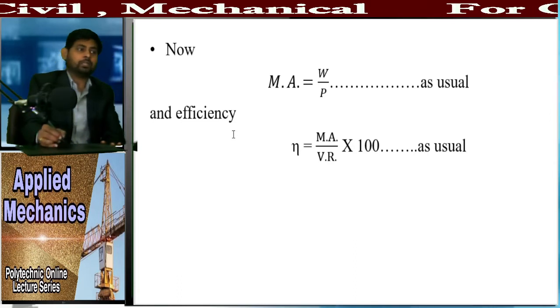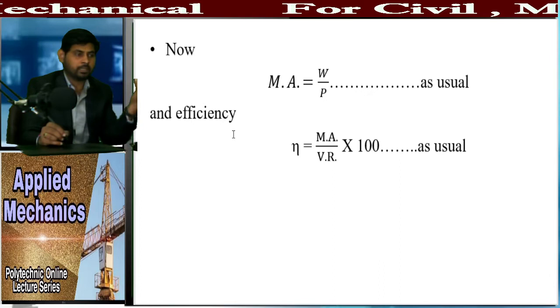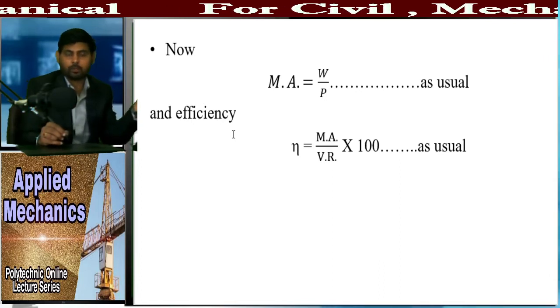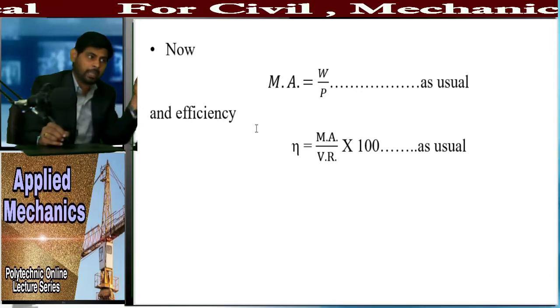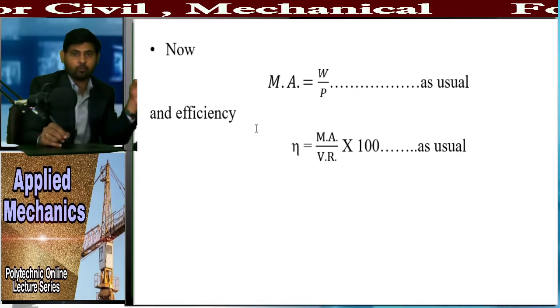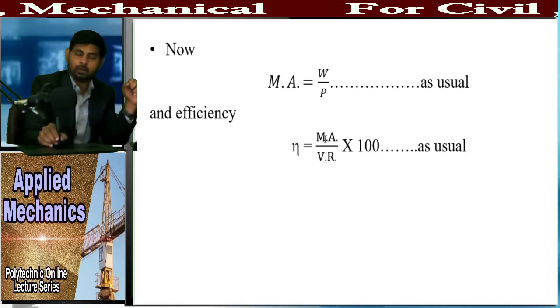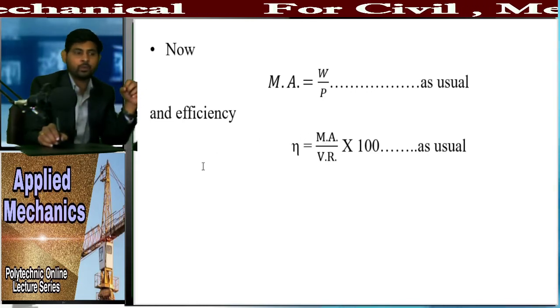Mechanical advantage is W by P. As usual, we are taking this from the first lecture of the second chapter. The value of mechanical advantage is the same, and the efficiency is also the same as in the previous lecture: mechanical advantage divided by velocity ratio into 100.